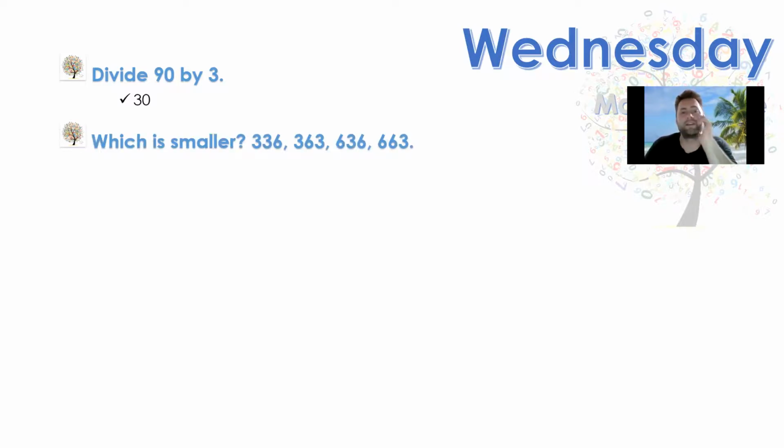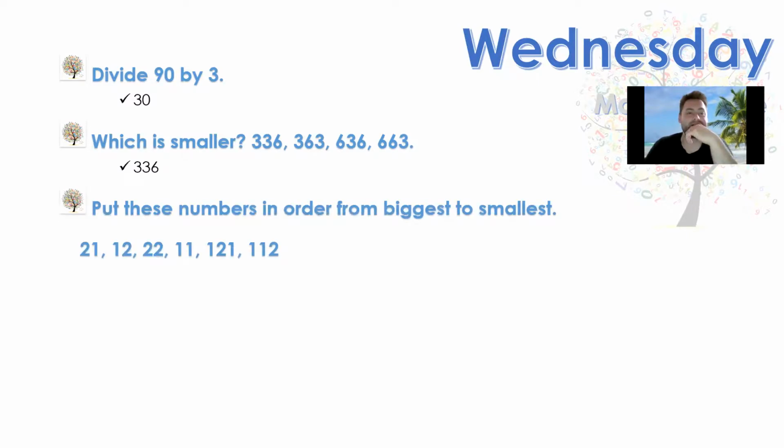Which number is smaller here? It's the first one, 336. Put these numbers in order from biggest to smallest. Pause the video because I'm going to do the answer. It's 121 is the largest, then 112, and then we go to 22, 21, 12, and 11.